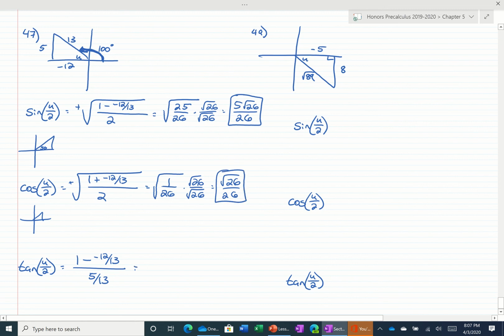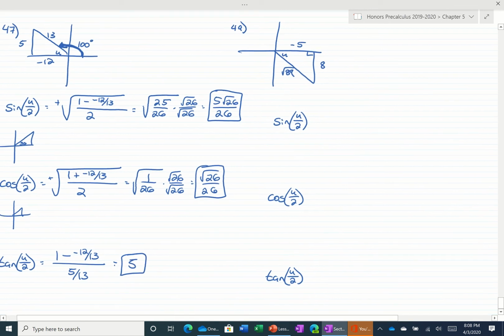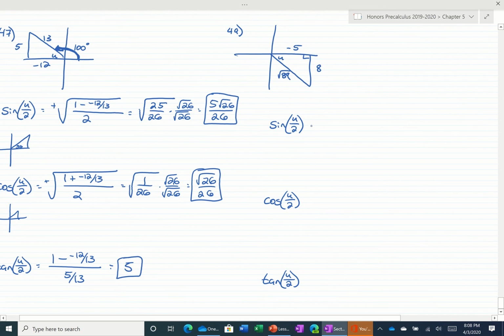And then for this last one, I'm just going to type this in. 1 minus negative 12 over 13 divided by 5 over 13. And this just comes out to be 5. Those would be the answers for number 47. And then for 49, let's see what this would be here.